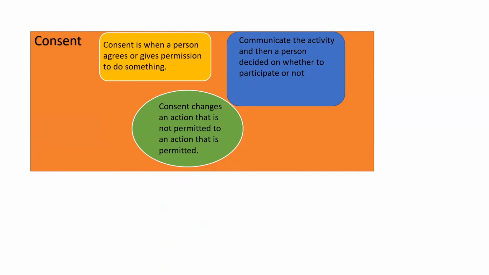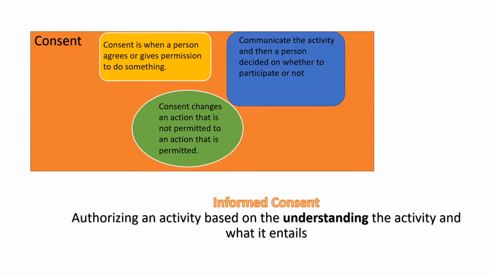Consent changes an activity that's not permitted to an activity that is permitted. But consent for everyday things is different than informed consent. Informed consent has legal, ethical, and regulatory requirements. And the informed piece is what I want you to focus on. It's really about making sure that the person who's consenting or planning to consent has a full understanding of the scope of activities that are going to occur.